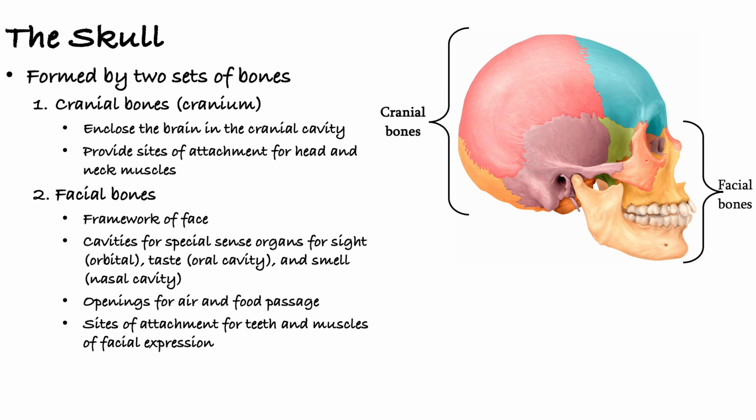The other part would be the facial bones, which we see on the anterior portion of the skull, and this is going to be the framework of the face. We have cavities for special senses, like the orbits for the eyes, the oral cavity for the mouth or taste, and the nasal cavity for smell. We also have openings for air and food passage, and this will serve as a site of attachment for teeth and muscles of facial expression.